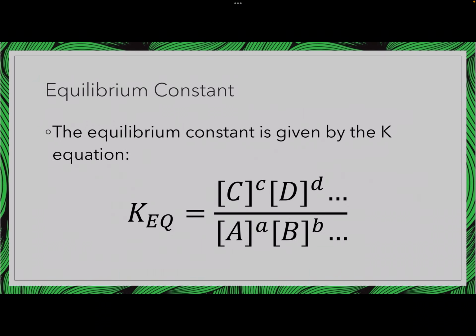So KEQ is the concentration of molecule C to the power of the stoichiometric ratio c, times the concentration of D to the power of the stoichiometric d, over the concentration of A to the stoichiometric number a, and the concentration of B to the stoichiometric ratio of compound B. It all seems rather complex at this point, but we'll go through a few examples and I'll show you exactly what we mean by it.